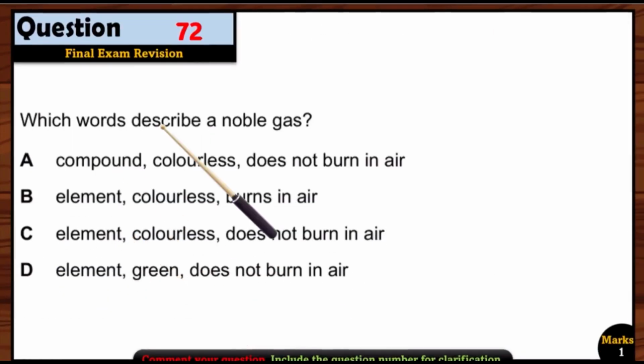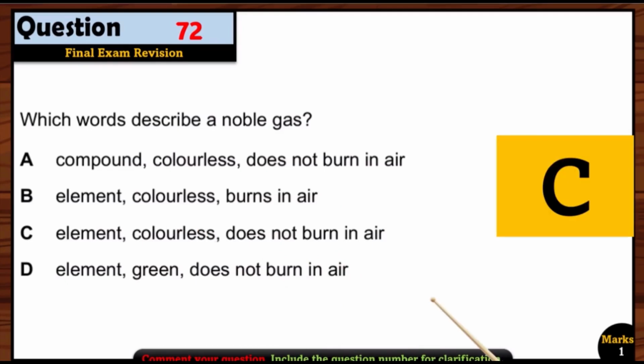Question 72. Which word describes a noble gas? They are compounds, wrong. They are elements, yes, right. They are colorless, yes, that's right. They burn in air, no, they do not burn in air because they are unreactive. So option C is the right option here. Okay, let's see the next question.